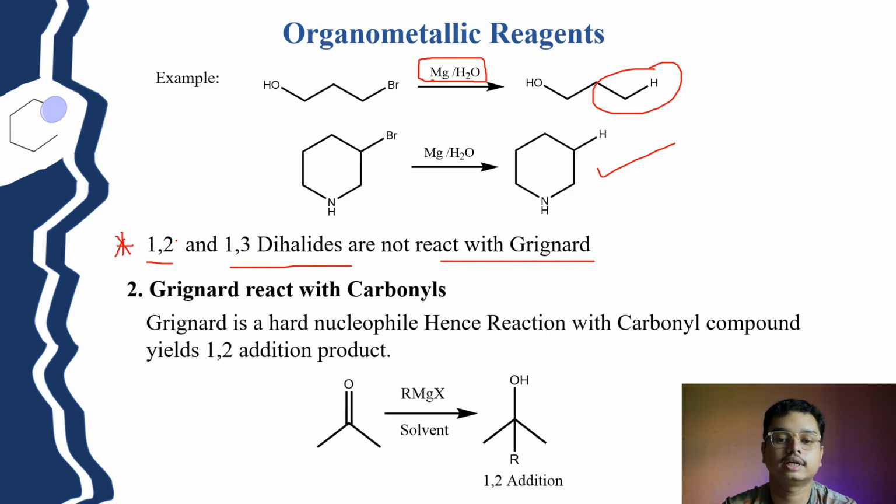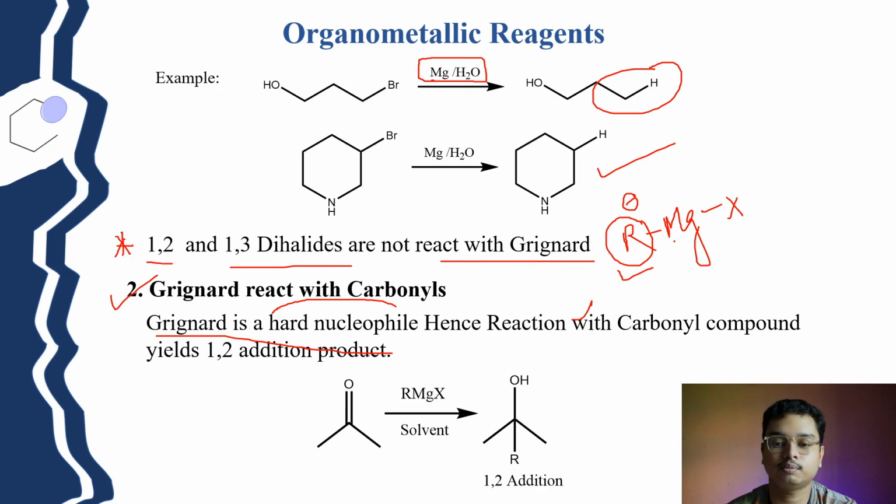Next, we will talk about the Grignard reaction with carbonyl. This is very important, mostly for exam purposes. This part is important for your CSIR NET, GATE, JAM examinations. First of all, we need to learn that Grignard is a hard nucleophile. This is the Grignard, R-MgX. Now this particular R acts as a negative charge and this is actually the nucleophile.